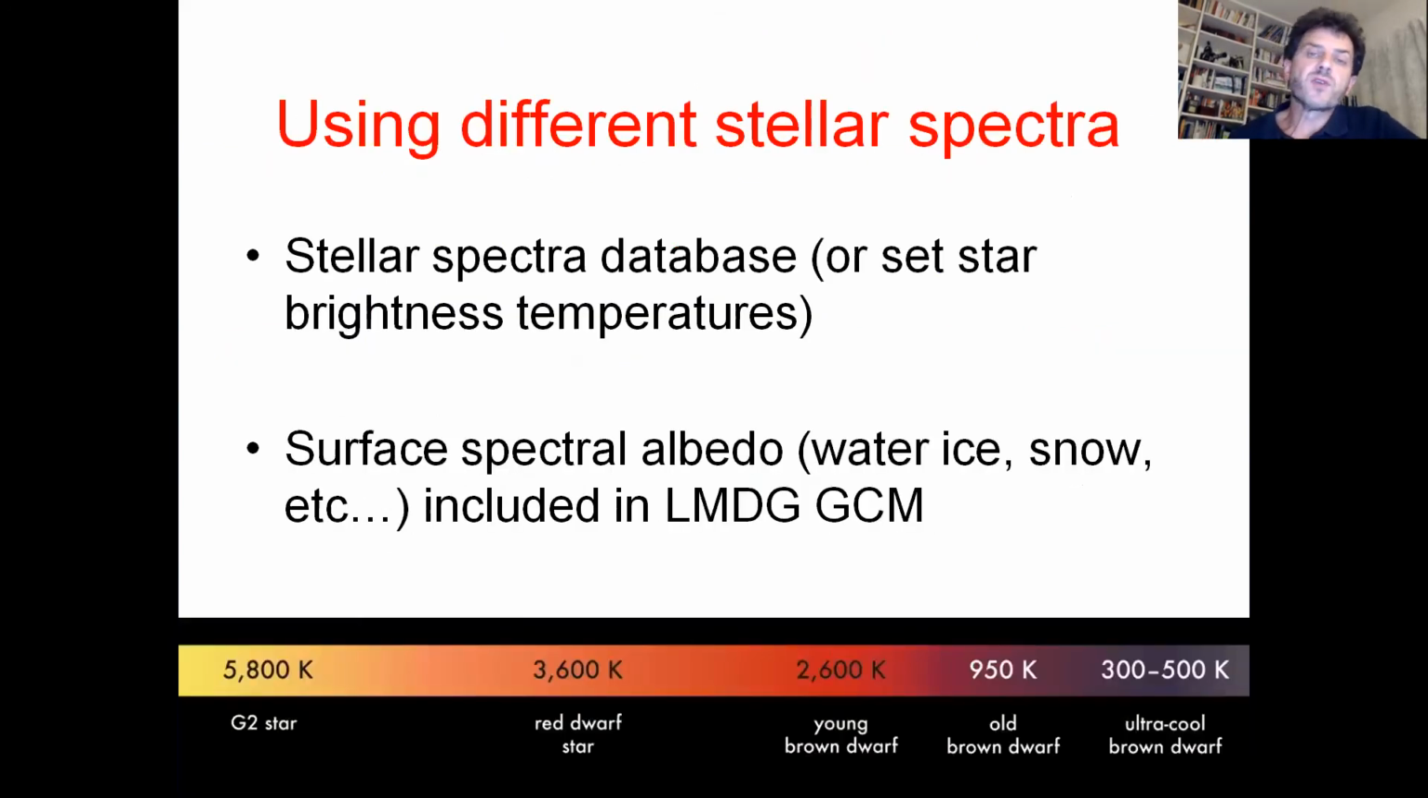We also do that for different stellar spectra. That means first we have to prepare a stellar spectra database. You can also set the star brightness temperature. And if you want to do it well in the GCM, you have to make some modifications. In particular, you have to design a superspectral albedo, notably for the ice, so that depending on the star, you don't have the same albedo computed.